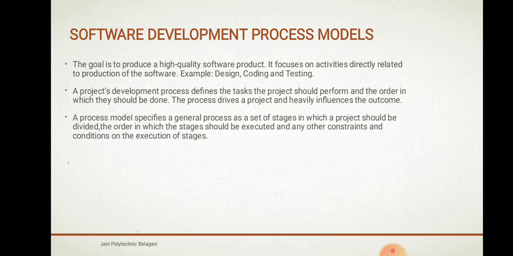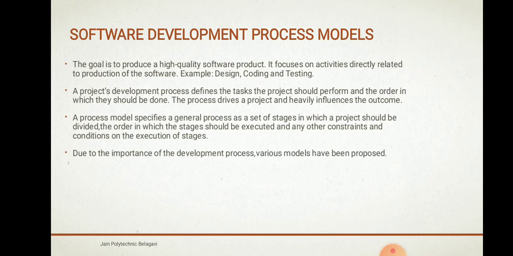A process model, as we have seen, specifies a general process as a set of stages in which the project should be divided. So the process will define a sequence of steps in which the project should be done, the order in which stages should be executed, and any other constraints and conditions on the execution of stages. Now, due to the importance of the development process, various models have been proposed.